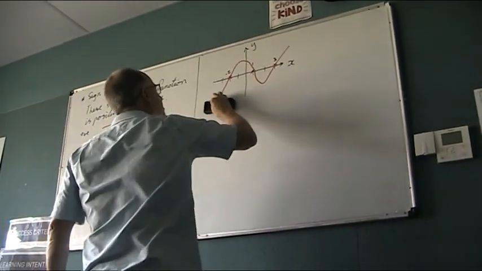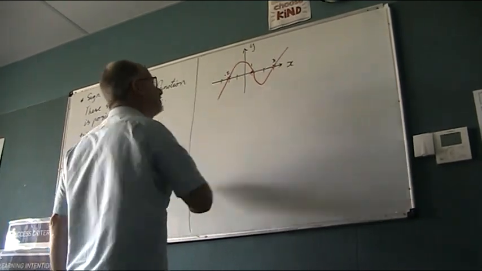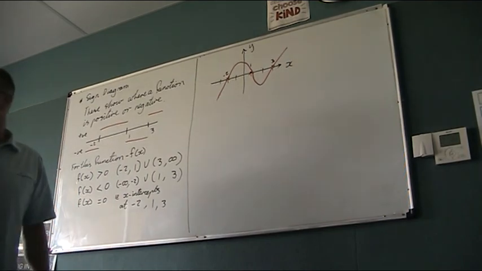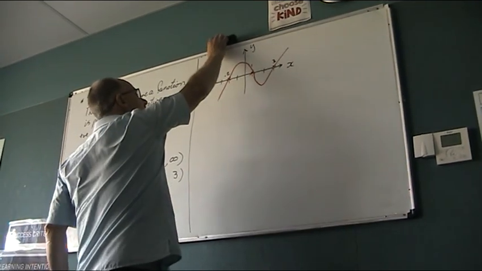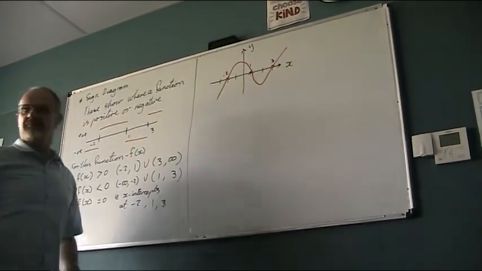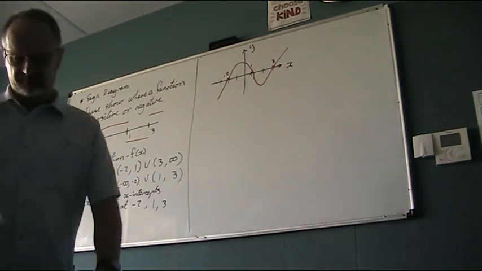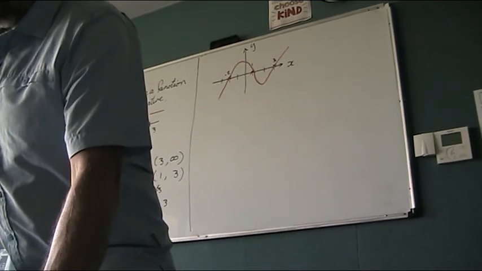So that's all the sign diagram's telling us. Is it below the axis, is it above? And whereabouts? It's above and below. Some people like them, some people don't. But they're mentioned, so we need to look at them.